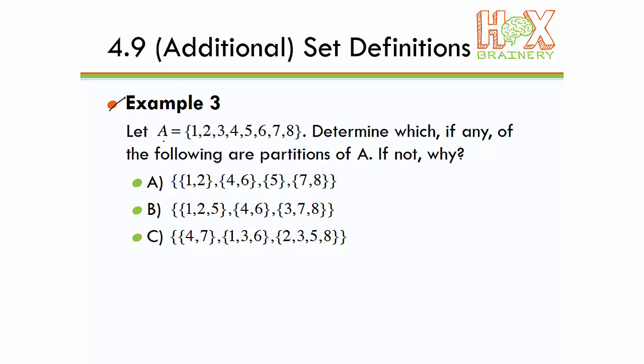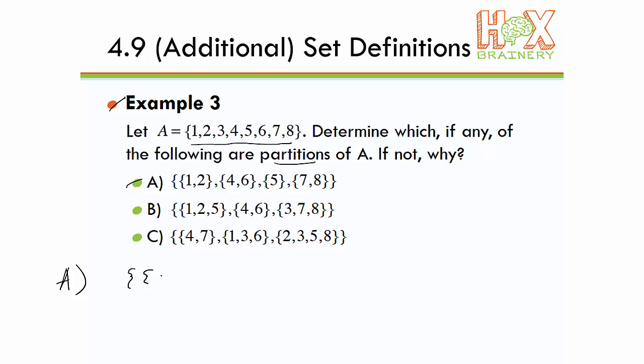Example 3, we're going to let A be the set containing the integers 1 through 8 inclusively. Determine which, if any, of the following are partitions of A, and if not, then why. We'll do a little explanation. So let's look at part A first.